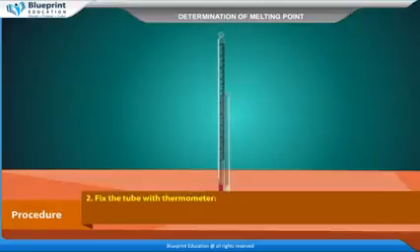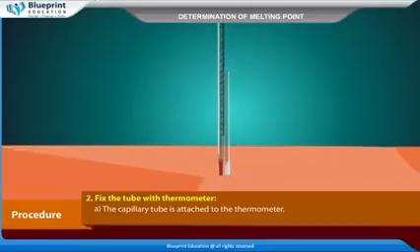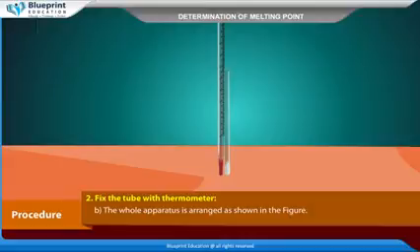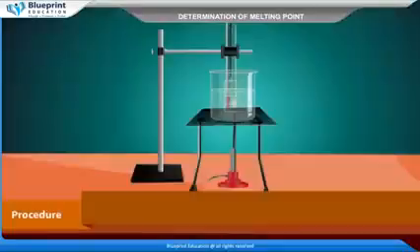Fix the tube with the thermometer. A. The capillary tube is attached to the thermometer. B. The whole apparatus is arranged as shown in the figure. C. The beaker in which the tube has to be placed is filled with paraffin or water.